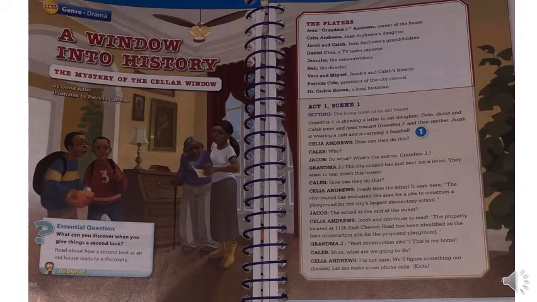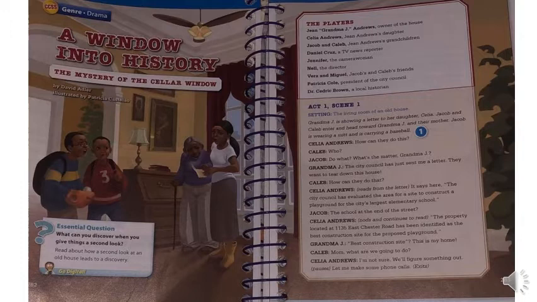Hi, Grade 5. Today we read the Drama in Your Literature Anthology textbook, A Window into History, The Mystery of the Cellar Window. So we read the first half of the play today, and tomorrow we will read the second half. Our essential question this week is, what can you discover when you give things a second look? So we're going to read about how a second look at an old house leads to an important discovery.